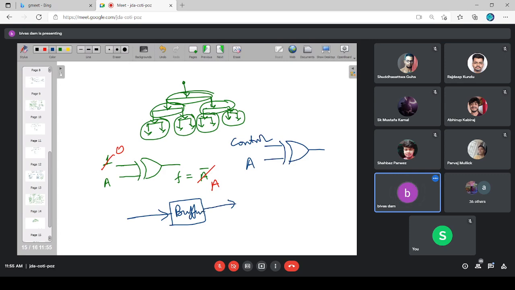What is one buffer? Whatever input I apply to a buffer is readily available at the output. That is called the buffer. Only thing is there might be something related to current handling capacity, but I am not going into those things. The basic fundamental thing is that for a buffer, the input and output will always be the same.